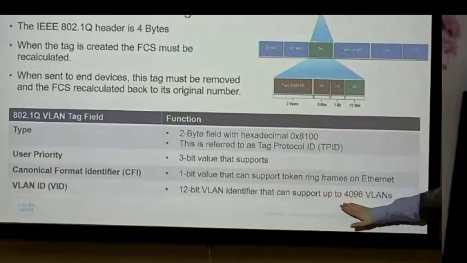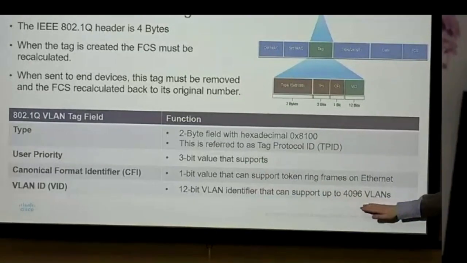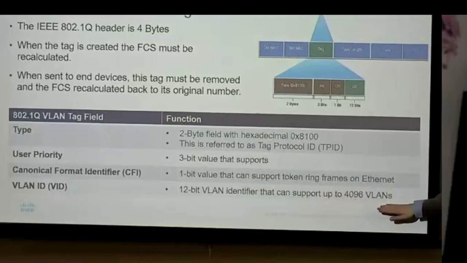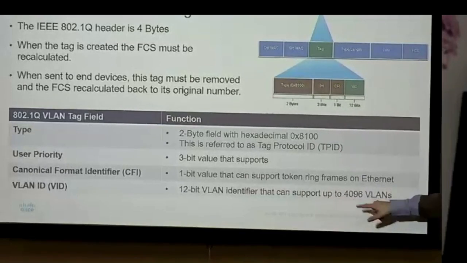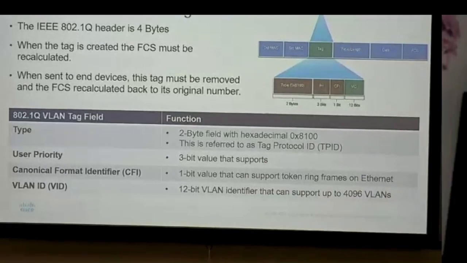VLAN ID, this is the number that is your VLAN number. Okay, 2 to the 12th, 4096. There's only a total of 4096 VLANs possible. The standard range of VLANs is everything below 1023, I believe.